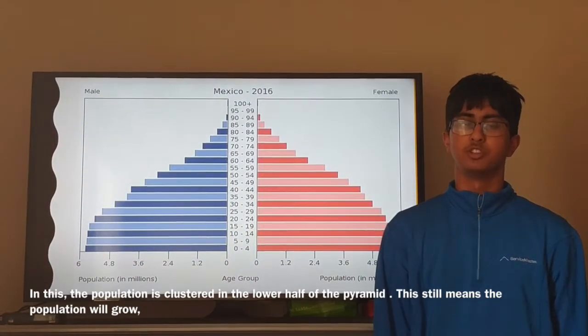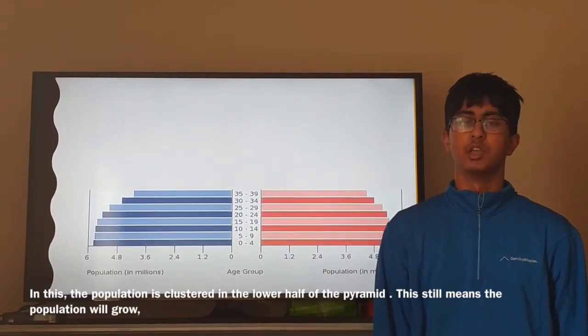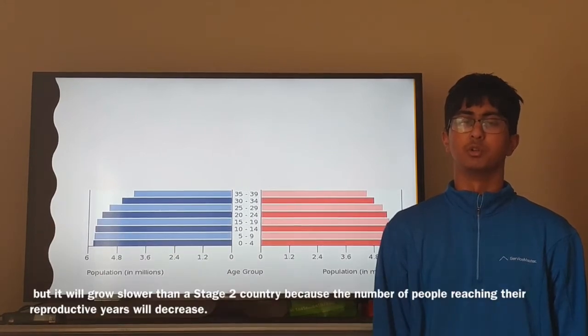In this, the population is clustered in the lower half of the pyramid. This still means the population will grow, but it will grow slower than a Stage 2 country, because the number of people reaching their reproductive years will decrease.